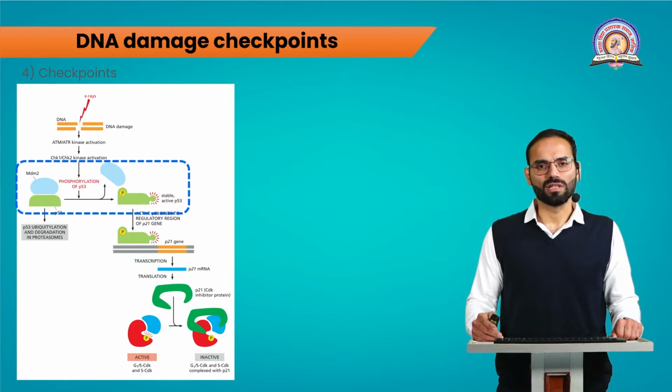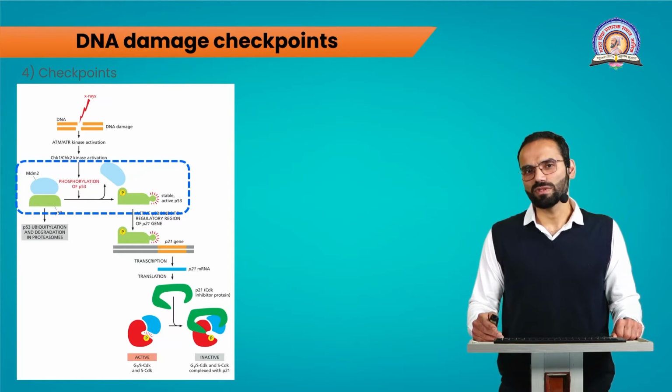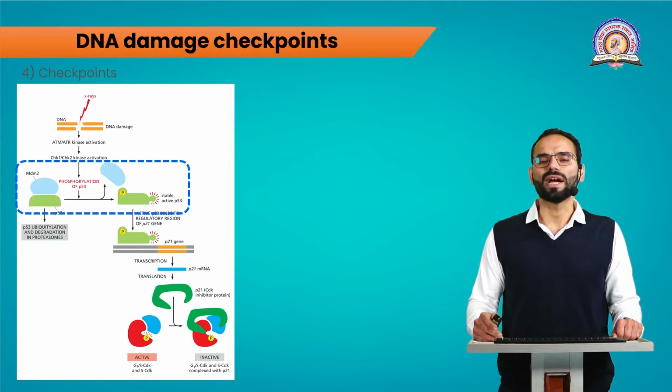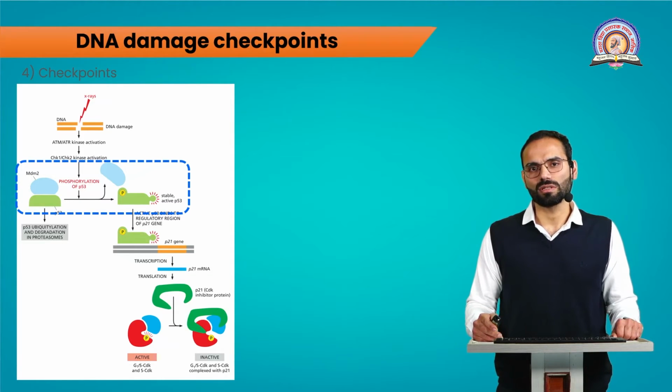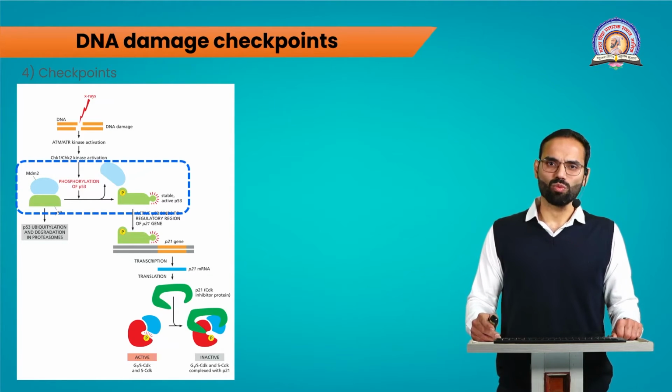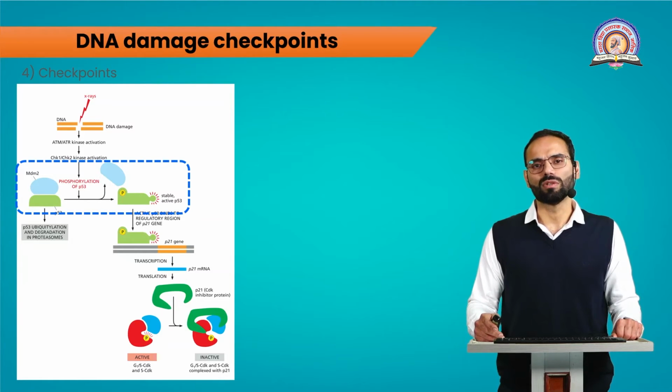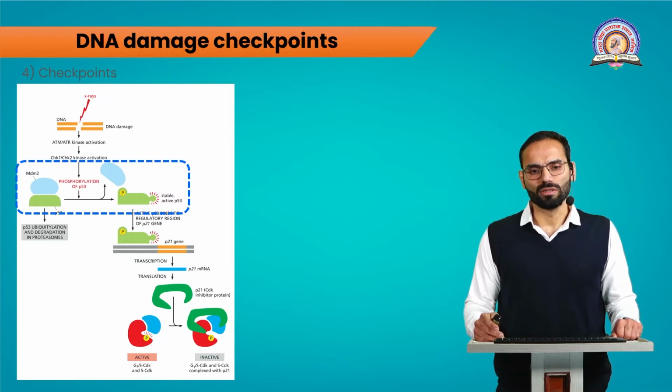p53 is a very important and crucial activator of the DNA damage response. It is a transcription factor. It translocates into the nucleus and binds to a variety of promoter regions. It activates a wide range of genes, and one very important gene is p21. As the p21 mRNA is formed, it is translated, and that leads to formation of the p21 protein.